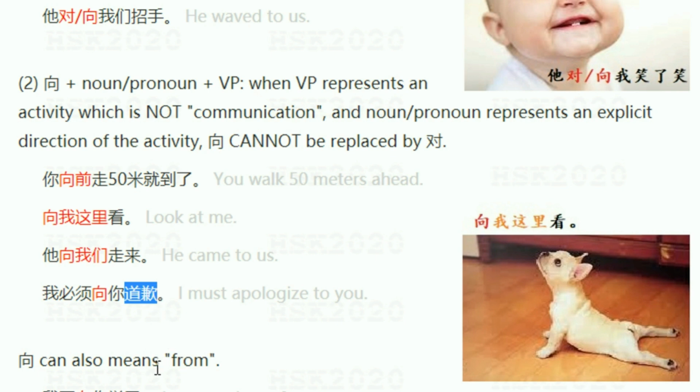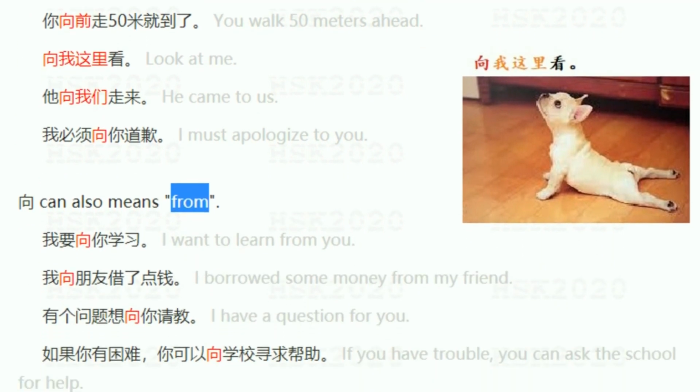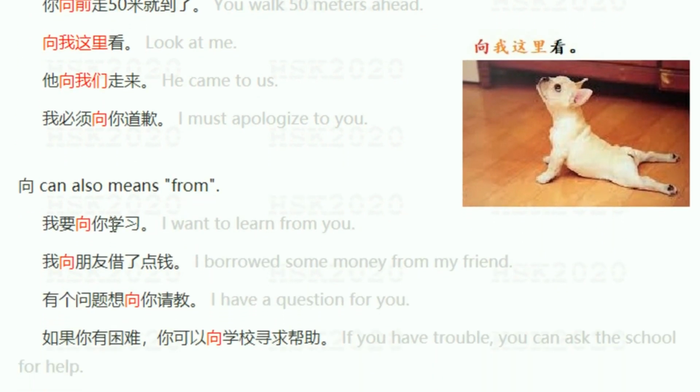Also, in English, 向 can mean from. It doesn't mean to, but from. For example, 我要向你学习. You cannot say 我要对你学习. That's not right. 我要向你学习 means I want to learn not to you but from you in English. From. 他向朋友借了点钱. He borrowed some money from his friend. 向朋友, meaning from the friend.